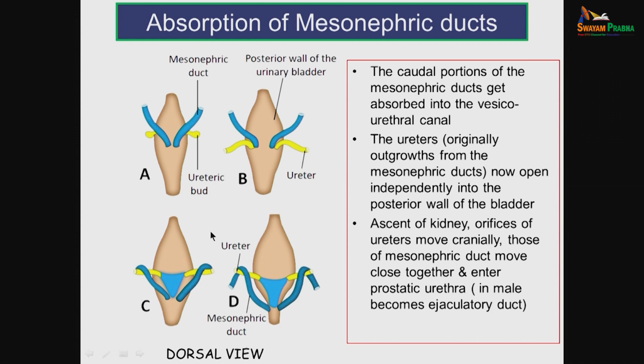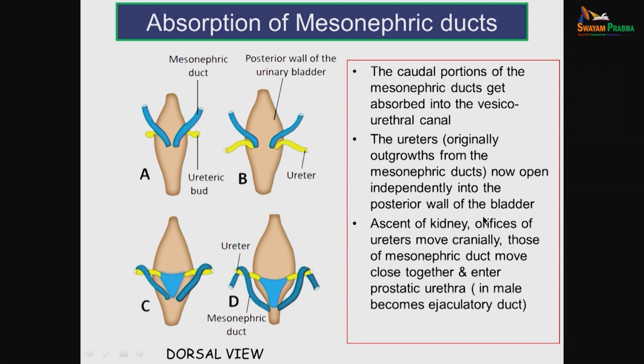Because of the ascent of the kidney, the orifices of the ureter move cranially, and those of the mesonephric duct move caudally, and they are going to open into the prostatic part of the urethra. This caudal part of the mesonephric duct is going to form the ejaculatory duct. So, the further development of urethra and mesonephric duct in males will be dealt with in the class on male genital system.